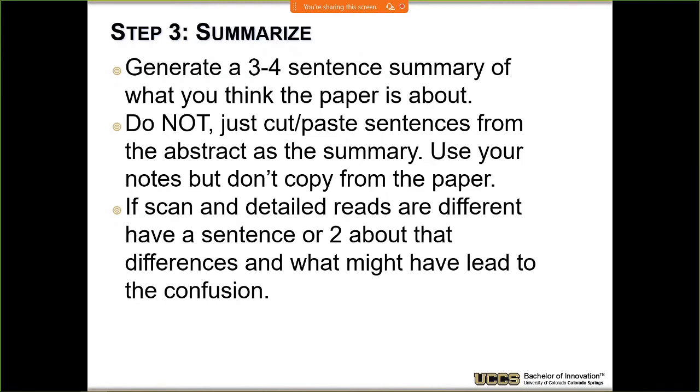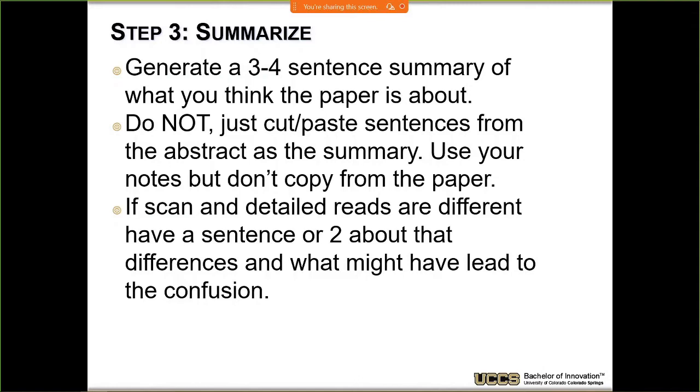Okay, do not just cut and paste the first couple sentences out of the abstract. This drives me nuts when I see it as an area chair. You can use your notes, but don't directly copy from the paper. The whole point is, what did you think the paper was about? Not what does the paper say the paper's about. Because there are plenty of papers whose abstracts say it's about this, and it really isn't. What's in the paper just never got there. They wrote the abstract first and it never followed up.